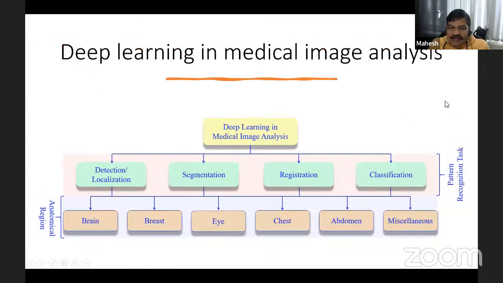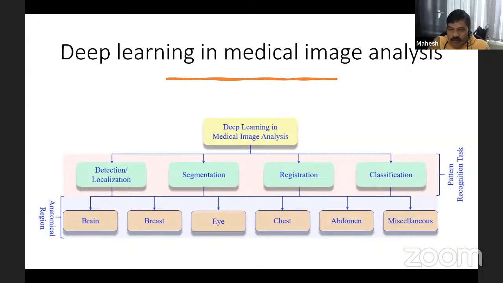So let us discuss why we are interested in using deep learning for medical image analysis, and which domains we will use. In medical image analysis, we can classify the tasks. In medical diagnosis or healthcare, we require detection or localization. Detection means, for example, we want to detect a tumor, a brain tumor. That's why we call it detection.